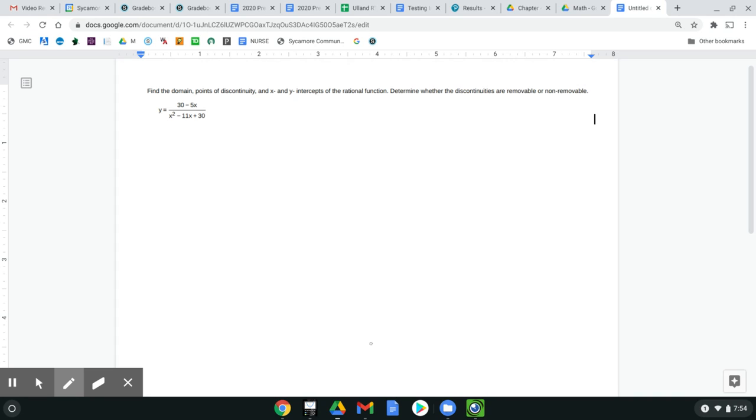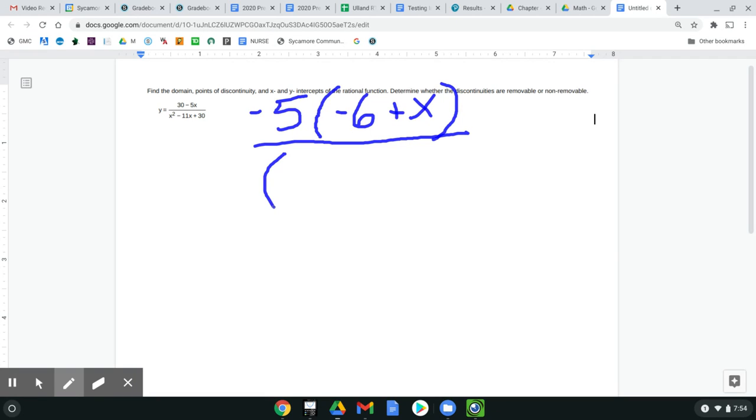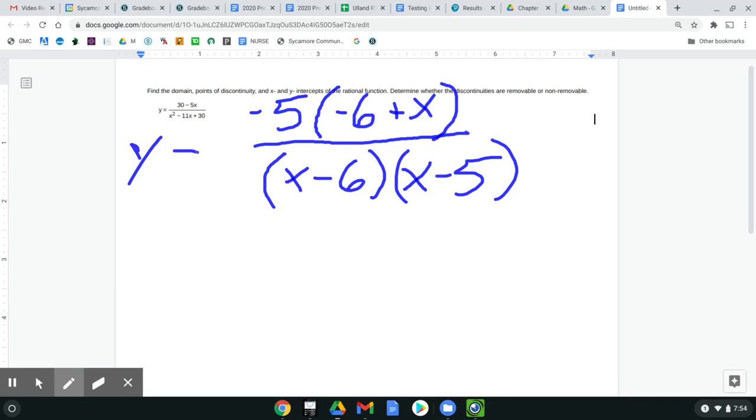The key here is to factor everything. So on the top, I'm going to write that as -5 times (-6 plus x). Now, you'll understand why I did that here in just a second. On the bottom, I'm going to write that as (x minus 6) times (x minus 5). Now, what I'll do now is just flip around. Instead of writing it -6 plus x, I'll write it as x minus 6.